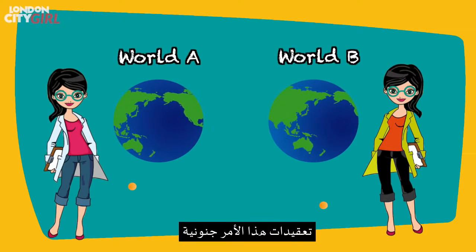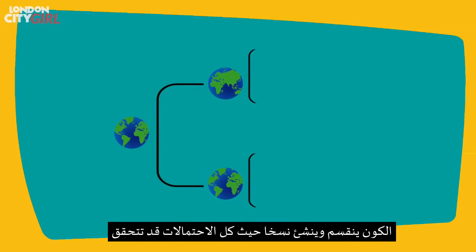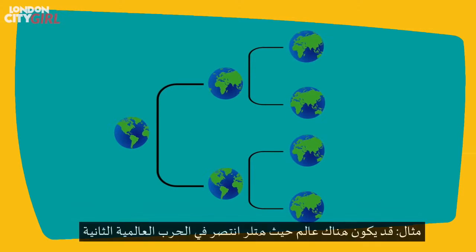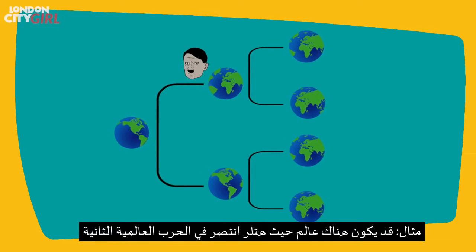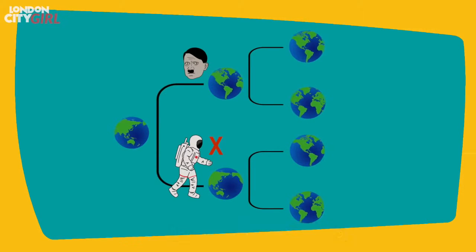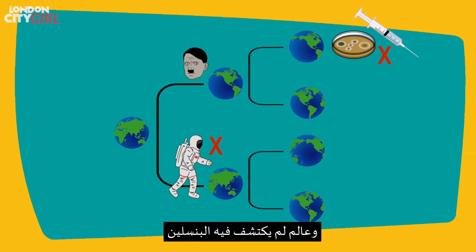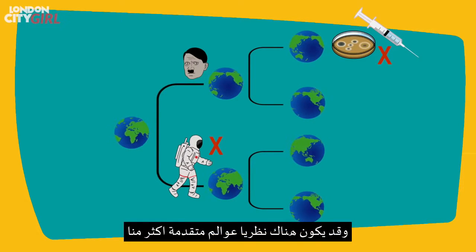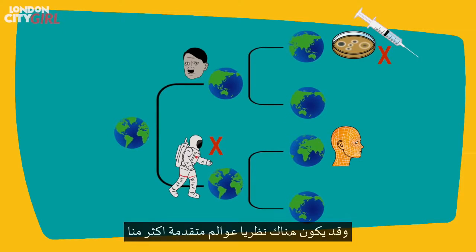The implications of this are mind-boggling. Every time there is one or more possible options available, the universe splits and creates copies where all possible outcomes come true. So for example, there could be a world where Hitler won World War II, a world where mankind never made it to the moon, and a world where penicillin was never discovered.